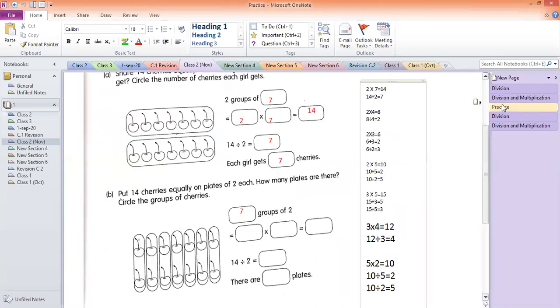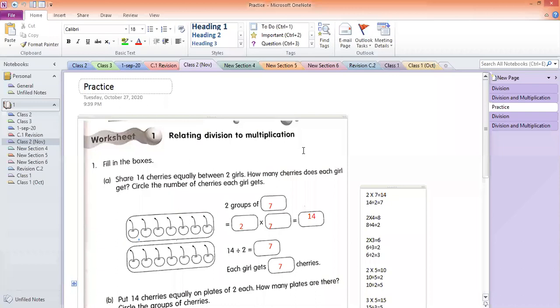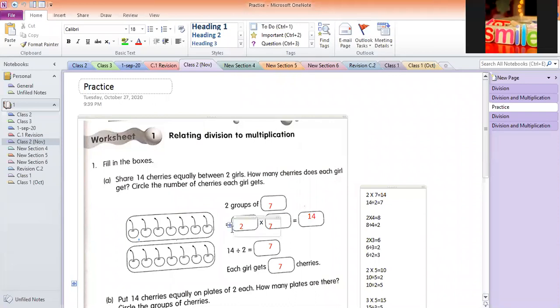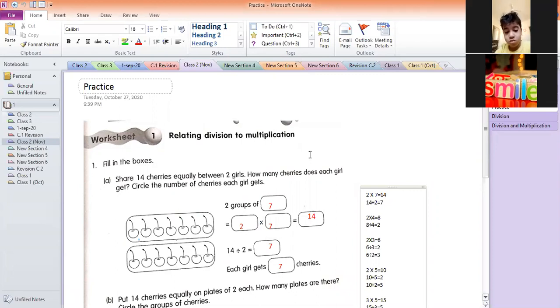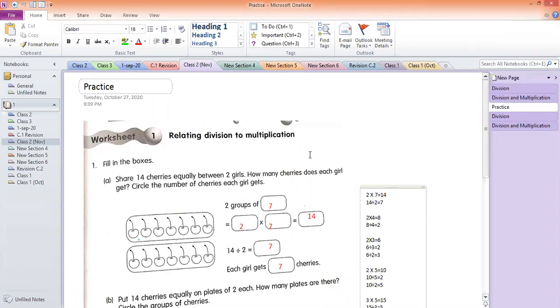We also practiced with the number of cherries. There were cherries shared equally between two girls. So there were two groups of 7 and a total of 14 cherries. When we divide 14 cherries equally between two girls, we get 7 in one group. So when we divide 14 by 2, we get 7. We check the table of 2: 2, 1s are 2, 2, 2s are 4, 2, 3s are 6, 2, 4s are 8, 2, 5s are 10, and 2, 6s are 12, like this. So 2, 7s are 14.